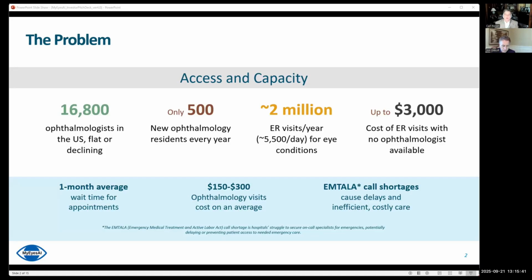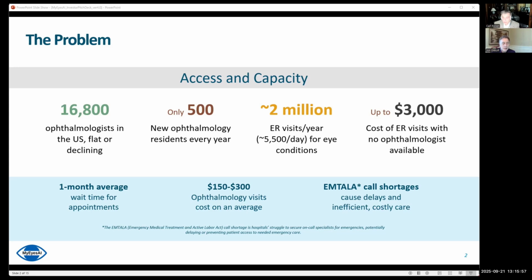The US faces a growing shortage. It's a supply-demand curve. The United States faces a growing supply-demand mismatch. There's a shortage of ophthalmologists. There are only 16,800 ophthalmologists in the US. This number is flat or declining. There are only about 460 to 490 new ophthalmology residents per year.